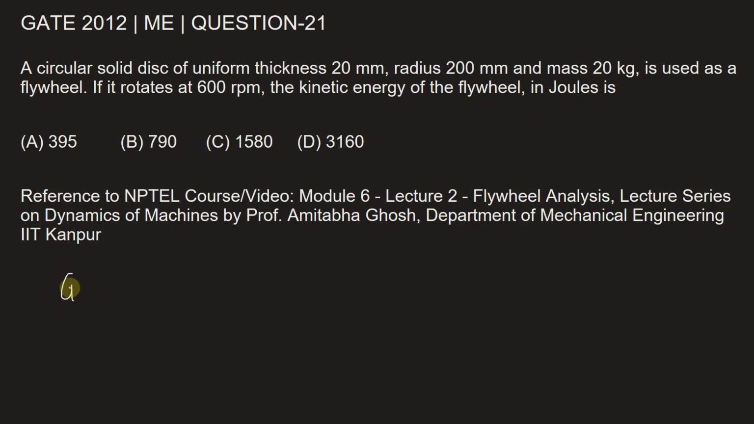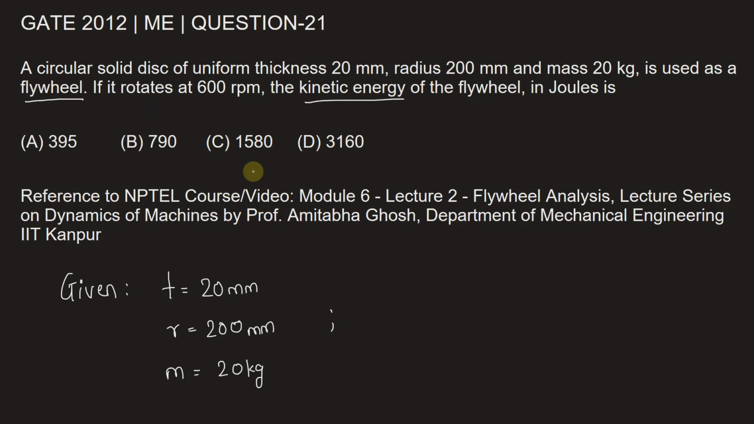So the given things are: uniform thickness of the solid disc is 20 millimeters. We'll write t is 20 millimeters. Radius of the disc is 200 millimeters. Mass is 20 kg. It is used as a flywheel. So from this information we can see that the motion of the disc is rotational, and so we can find out the kinetic energy as the rotational kinetic energy of the flywheel. It is rotating at 600 rpm, so capital N is 600 revolutions per minute.